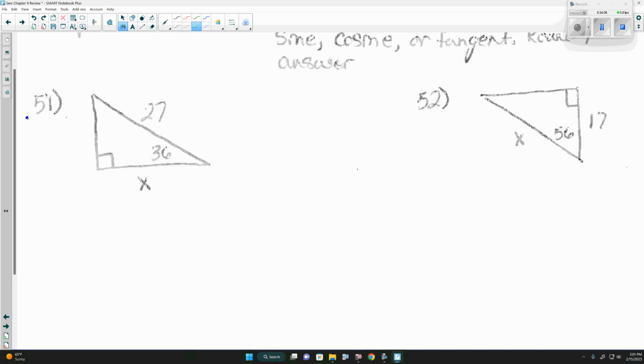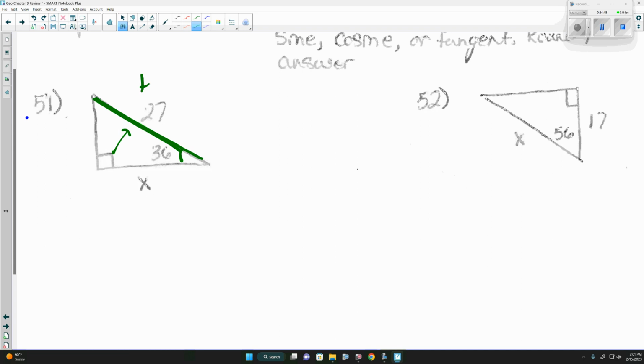51 through 52. Find the missing side. Now with these here, we're using sine, cosine, tangent. Essentially, we're doing what we just did, but we have to set it up. Depending on what side we are given and what side we're looking for will depend on if we use sine, cosine, or tangent. Now, if we look at 51, the angle that we're given is 36. The side that we are given is 27. Is it opposite, adjacent, or the hypotenuse to our angle?